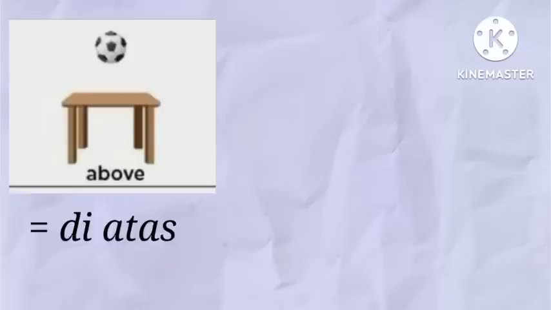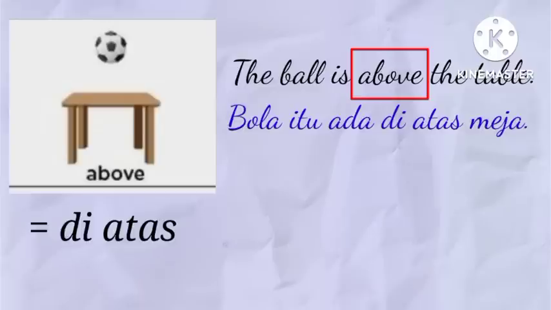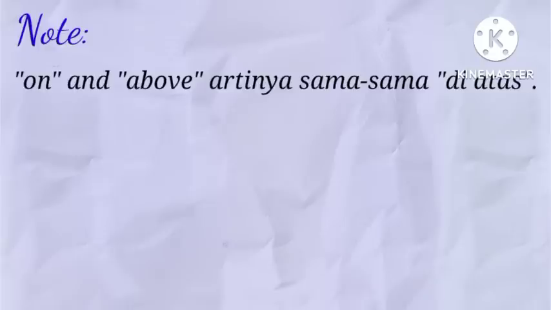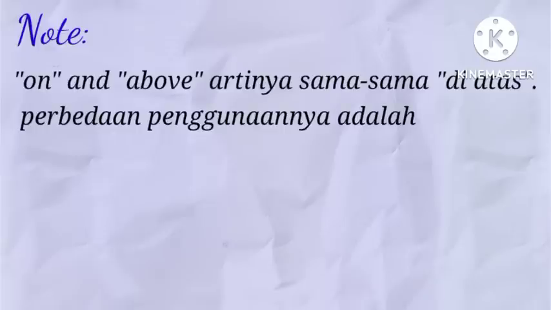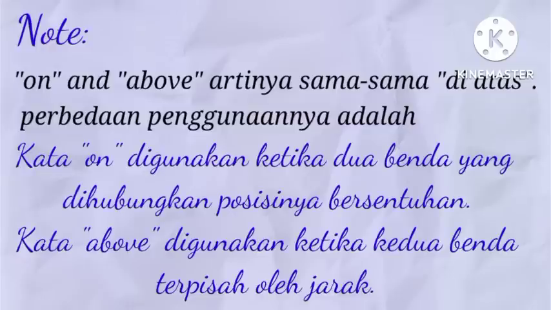Above means di atas. For example, the ball is above the table. Okay, note also for on and above. On and above have the same meaning, di atas. Perbedaannya adalah kata on digunakan ketika dua benda dihubungkan posisinya bersentuhan, sedangkan above ketika kedua benda terpisah oleh jarak.